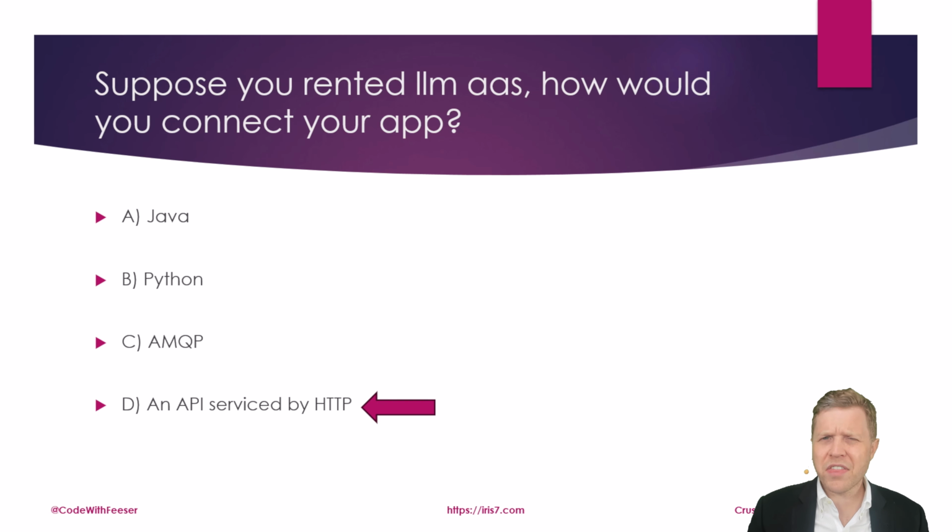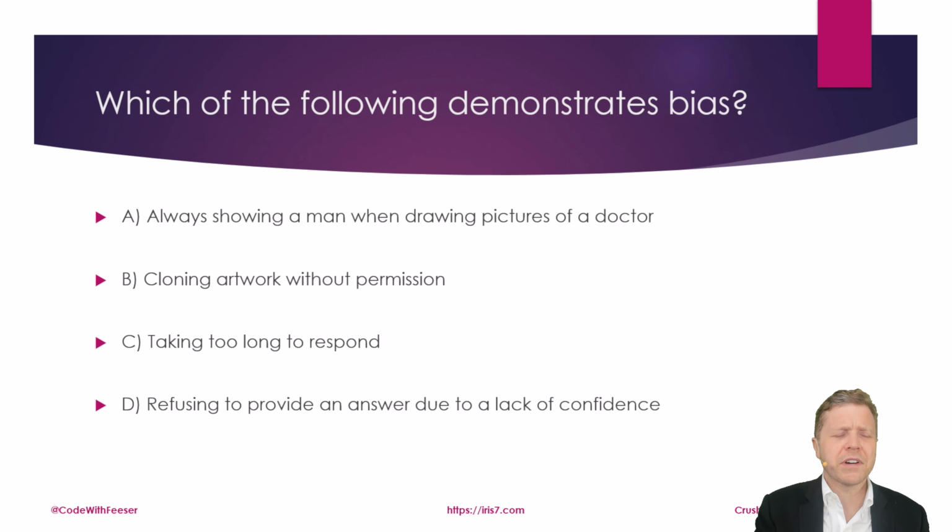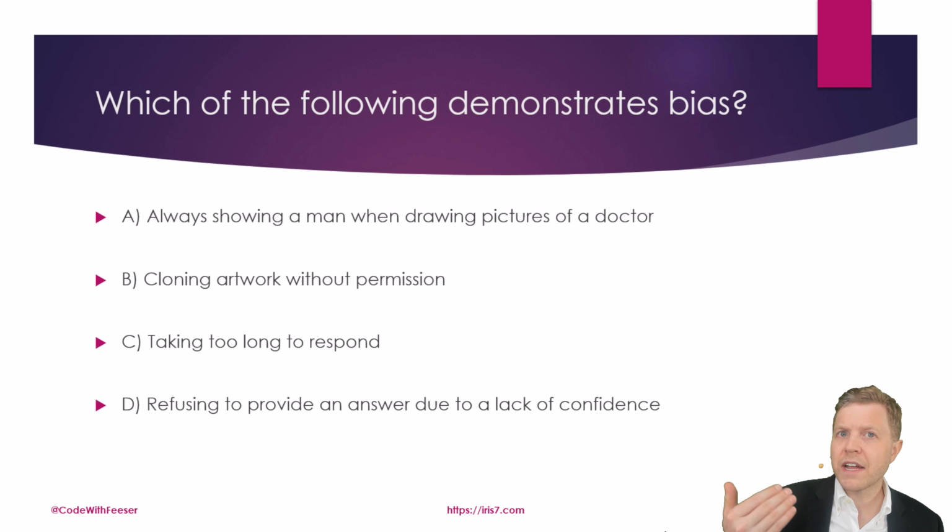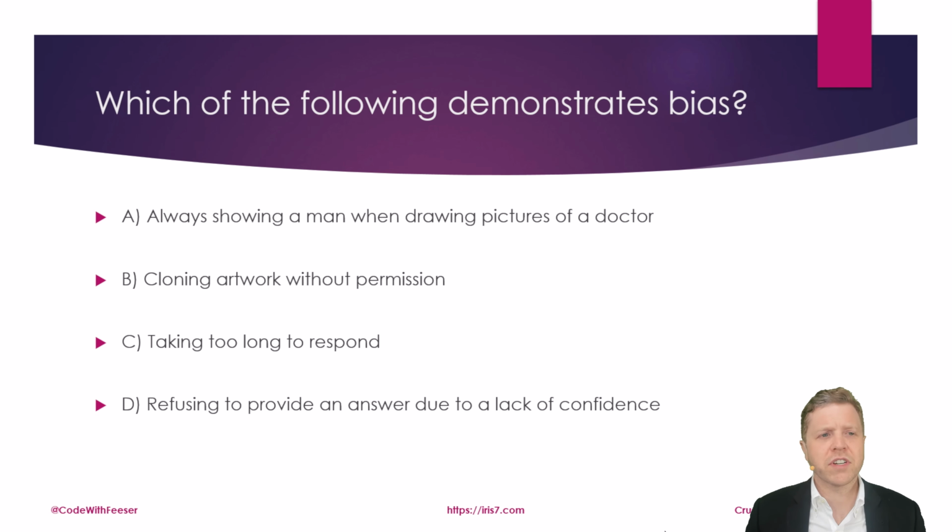Java and Python are languages. AMQP is a way to push messages around between applications. So D is absolutely the best answer there. And that's standard. RESTful APIs are pretty standard in the information exchange.